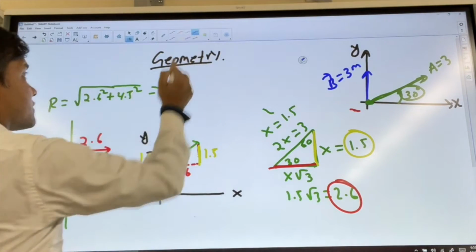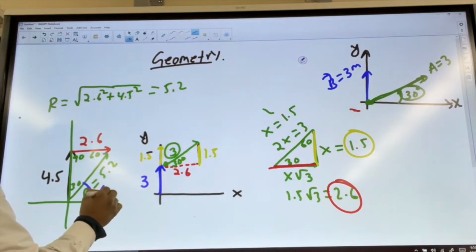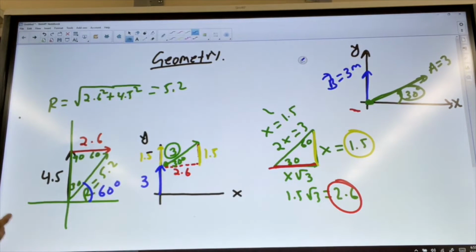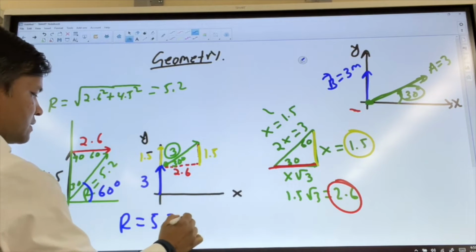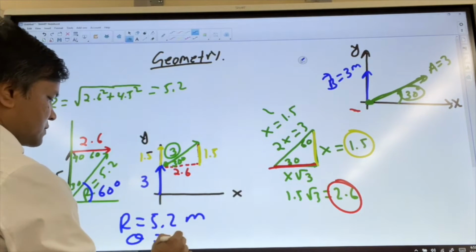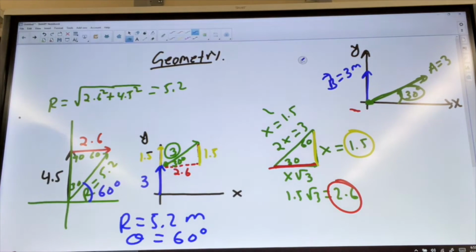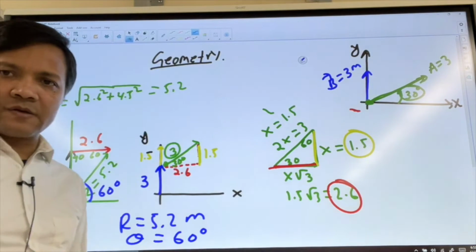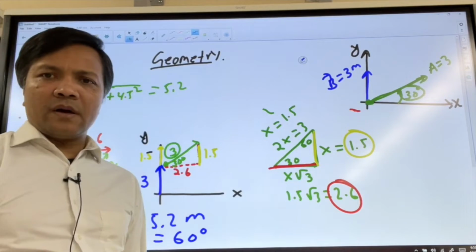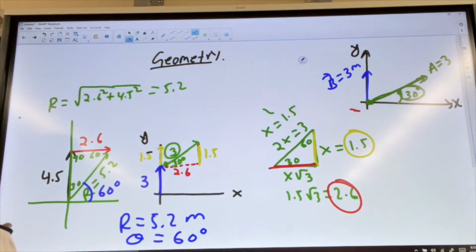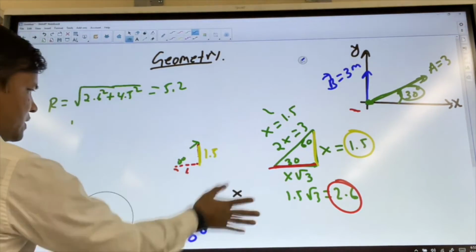So the angle over here is then 60 degrees. All right, so we know the geometry gives us the resultant 5.2 meters and theta is also 60 degrees. So geometry gives us the same answer as the trigonometry. Now I'm going to do it a little differently, the second way of the geometry, by head and tail.